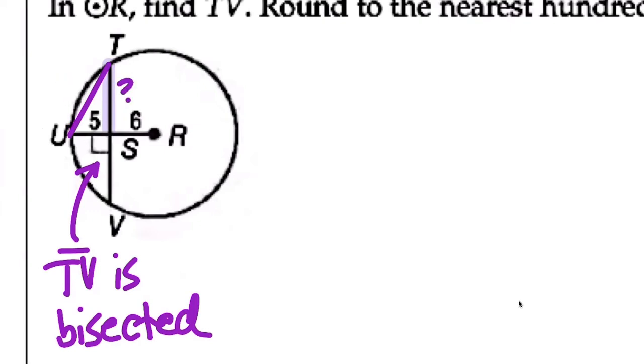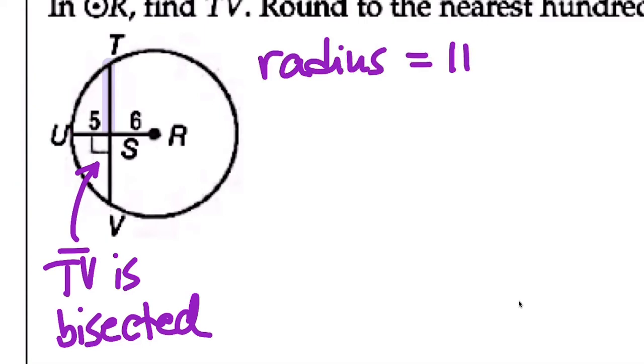Now, notice that we do actually know the radius of the circle. The radius is 11 because it's this whole segment and it's 5 plus 6. So they've kind of indirectly given us the radius. So I'm going to draw a triangle like this. Notice that that is a radius, so I know that's 11. And we're going to figure out what that segment right there is.